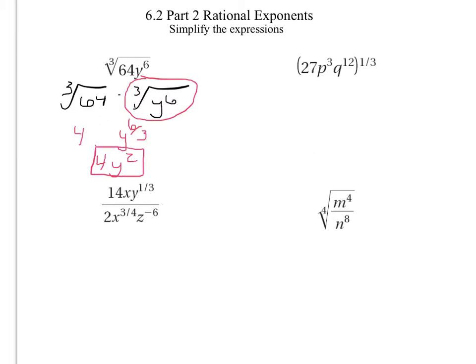So we just want to take a look at how many times does this 3 go into 6. And it goes in exactly twice. Alright, so that's pretty much it. That's our answer. Now on this next one, everything in the parentheses is multiplied.